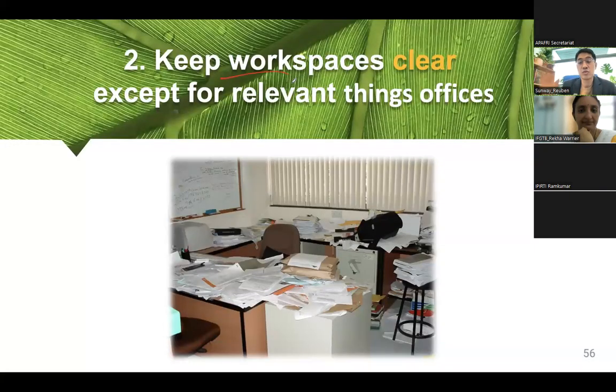Number 2, keep your workspace clear of junk. This was my former professor's office. Crazy, lots of paper there. It's kind of a mess. So what he did was he came to the office every morning, did his email, and then went home to write his papers, because clearly it's hard to focus on writing papers in such an environment. Or you could put plants in if you want to keep you focused. But again, try to keep your workspace clear of the relevant junk.